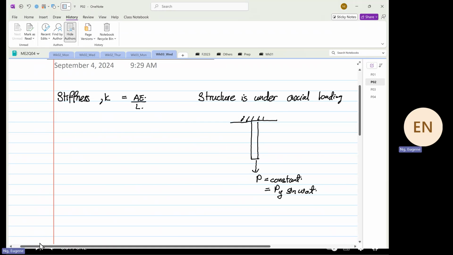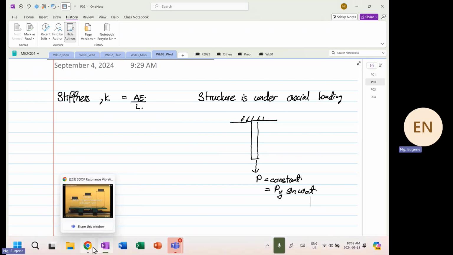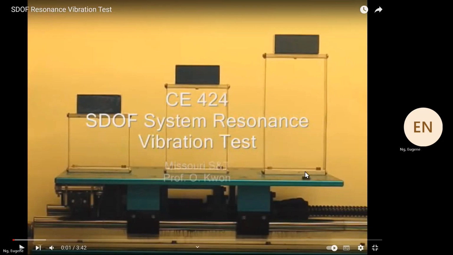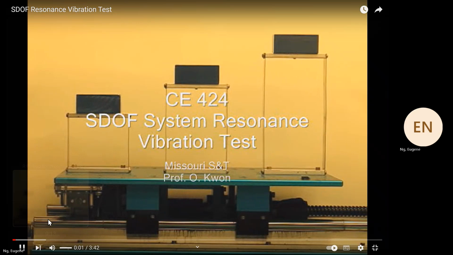Now, come back to here. Cross-sectional area of the beam all the same. Young's modulus all the same. The length is what? Different. The longer the length, the lower the what? Stiffness.